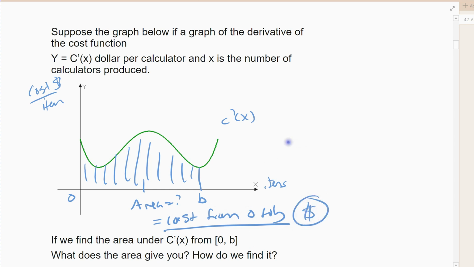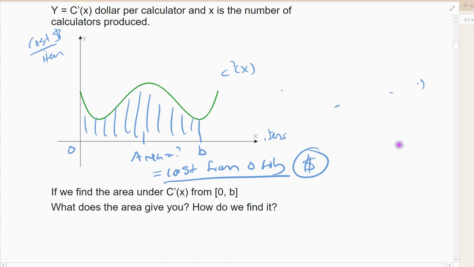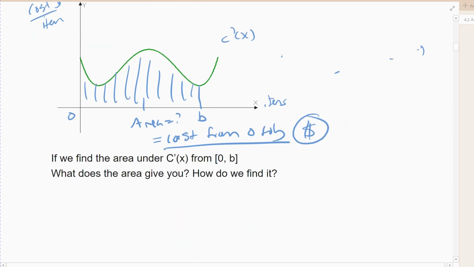That's what it would be, because if we found that area, it would be my rate of change, my derivative, which is dollars per item, times the change in x, which would be items. Items cancels out and leaves me with dollars, right? That would be the units on it. And so we want to find, well, what's that total cost then? We want to find the area under the curve. Well, the area, and again, the area gives you total cost in dollars from 0 to B items.